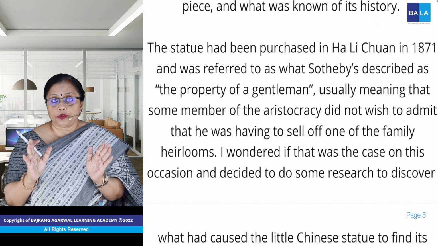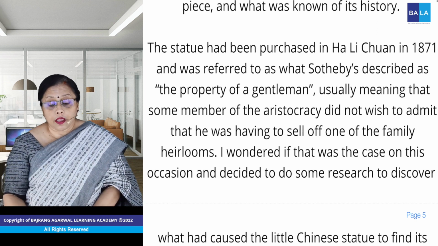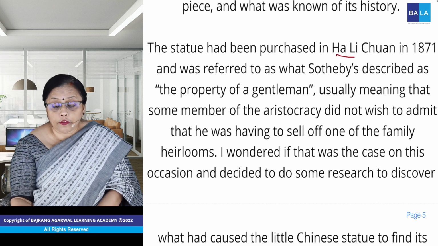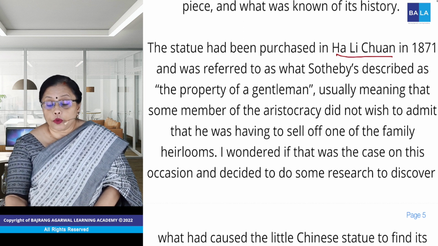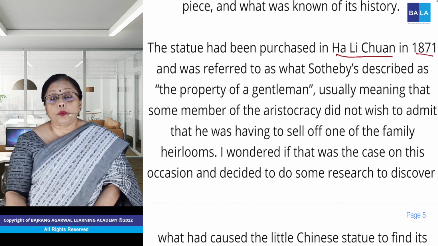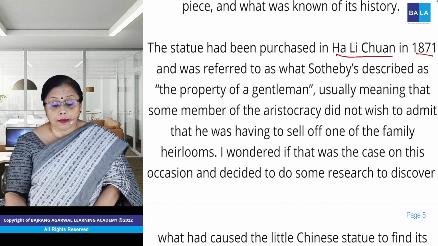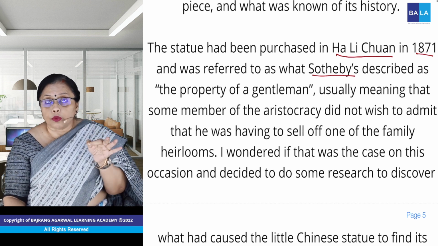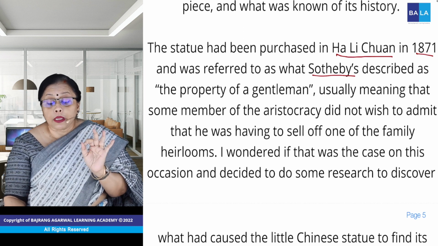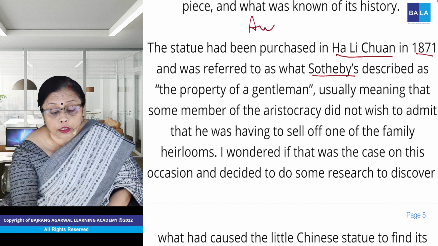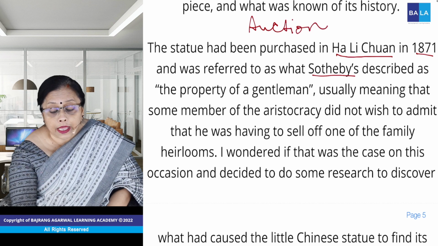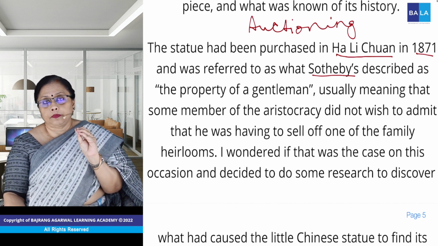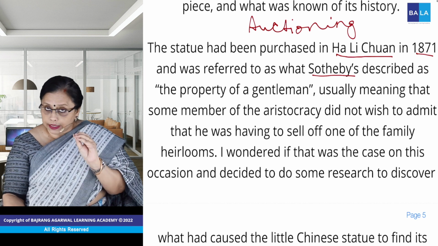The detailed description was read, and here in this paragraph we see the description. The statue had been purchased in Hali Shua. Now you have to know these names, okay? They're not very difficult names, but still. Hali Shua in 1871. And what was referred to as what Sotheby is described as the property. What is Sotheby? Sotheby is the auctioning house where the auctioning is taking place. Okay, it's a very, very famous auctioning house in London. It still exists even today.